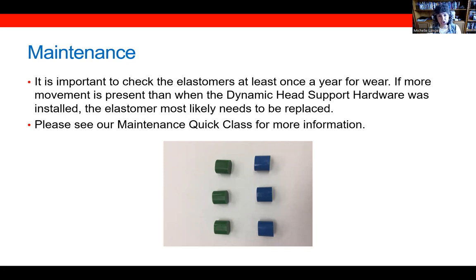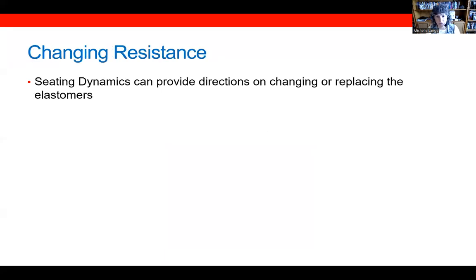It's important to check the elastomers at least once a year for wear. If more movement is present than there used to be, then more likely than not, these need to be replaced. And this is addressed in our maintenance quick class. Seating Dynamics can provide you directions on how to change or replace these elastomers as required for wear and tear, or because the client just simply needs a different level of resistance to their movement.